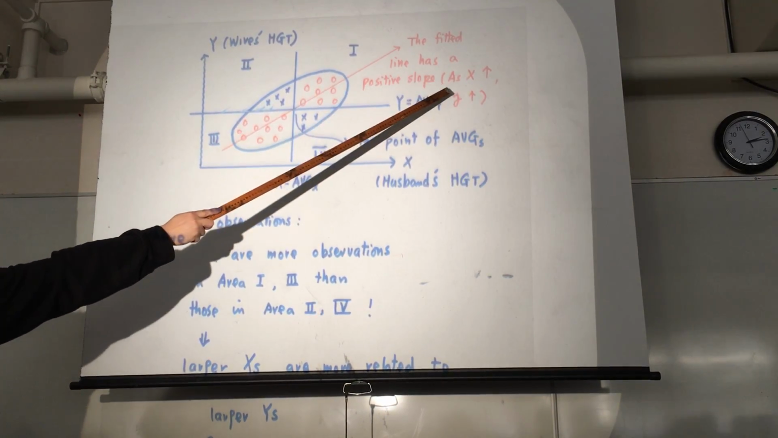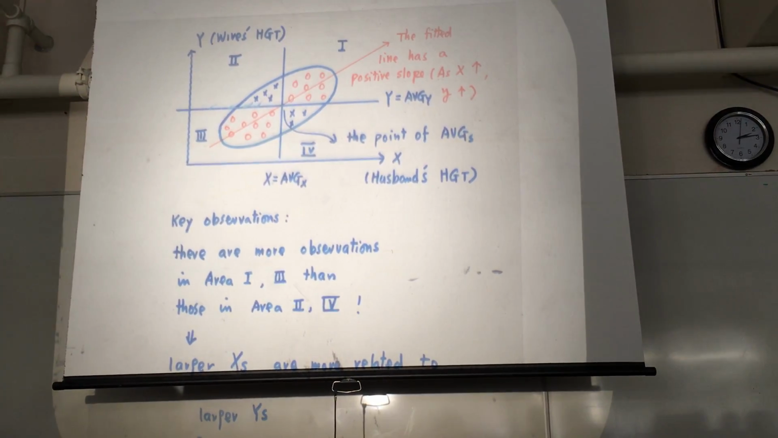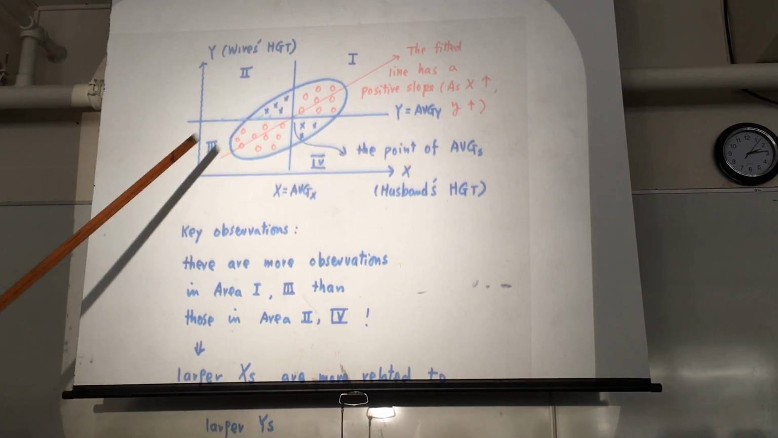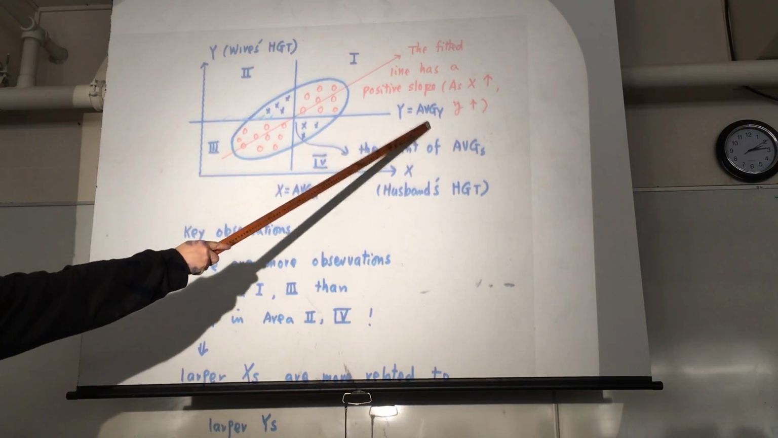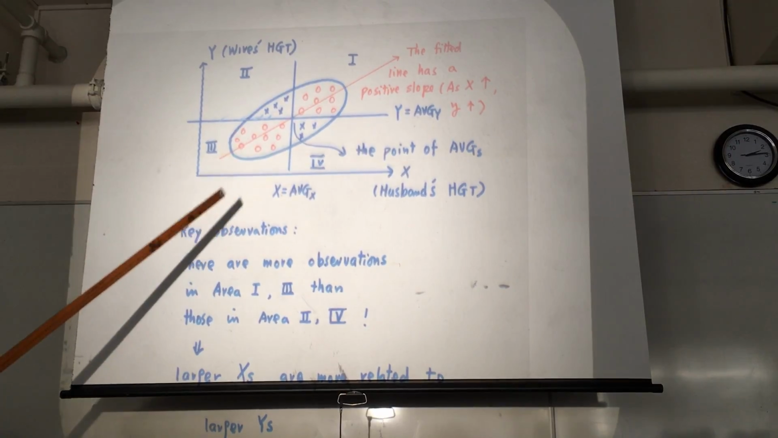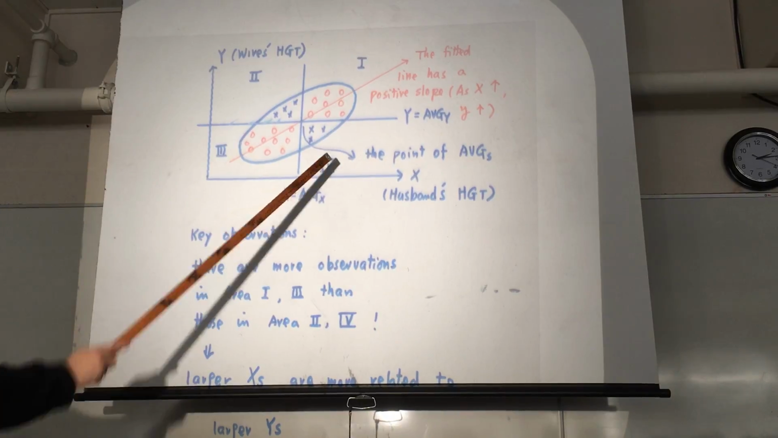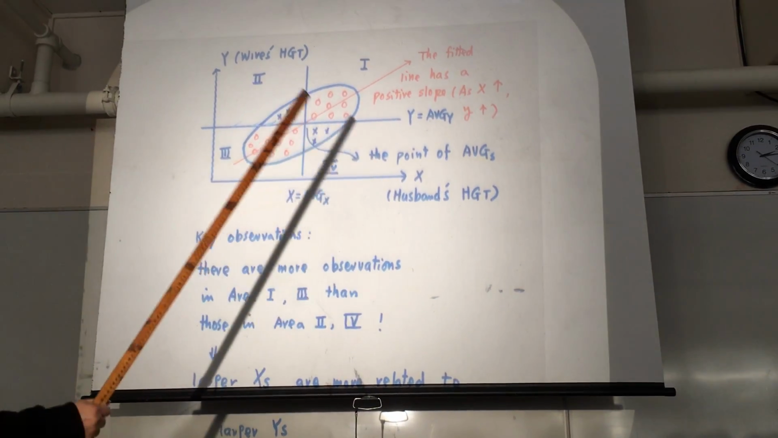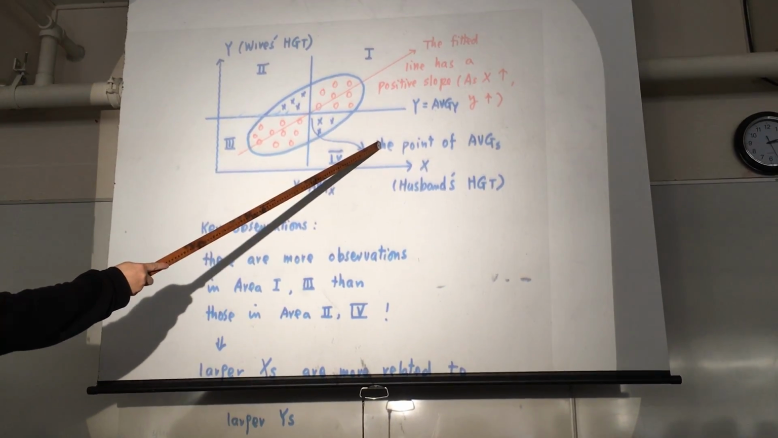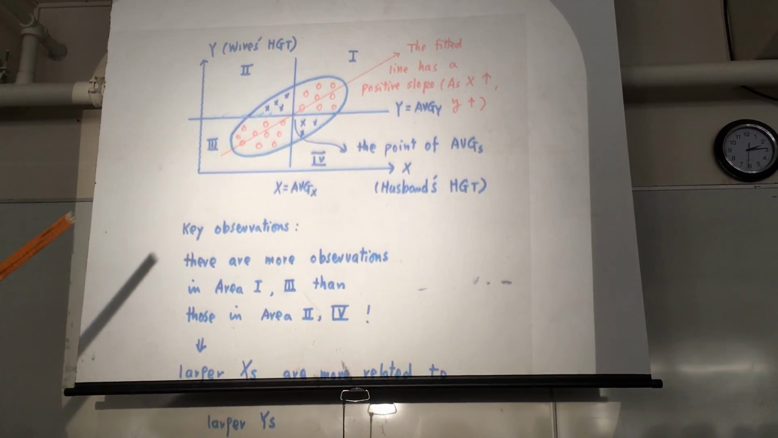That means what? As x increase, y also increase. Okay? So that's what we say positive direction. Now, if this line is y equal to average y, this line is x equal to average x. These two perpendicular lines divide the space into 1, 2, 3, 4, 4 different areas. And this point is called the point of average, in the center of the data set. Okay? Now, let's look at this picture very closely.